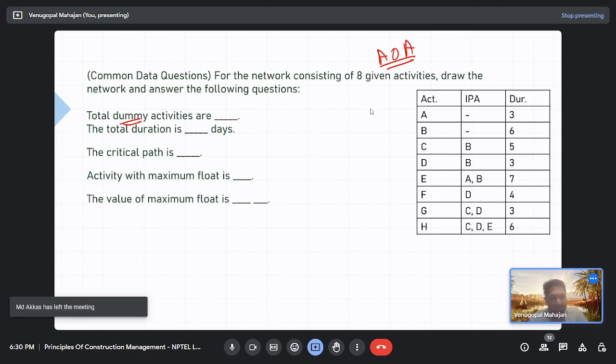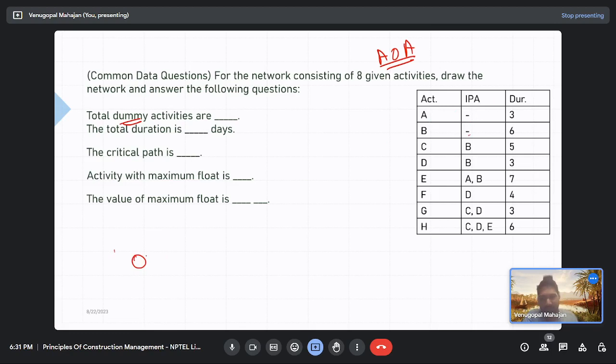So what is the first step now? How can we draw this? Or can we just start randomly drawing? I guess we can do that, right? Random drawing also. Let's say what is this saying? Activity A and activity B start simultaneously, have no predecessor, they are the starting activities, right? So A, B. What about activity C and D? C and D follow activity B. Right? What about activity E? E follows A and B.